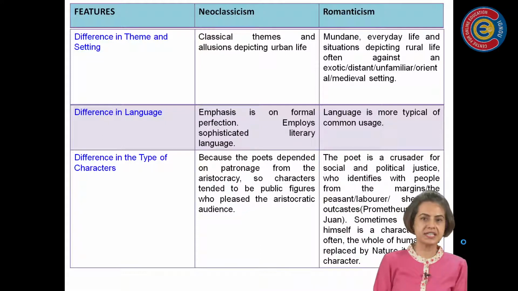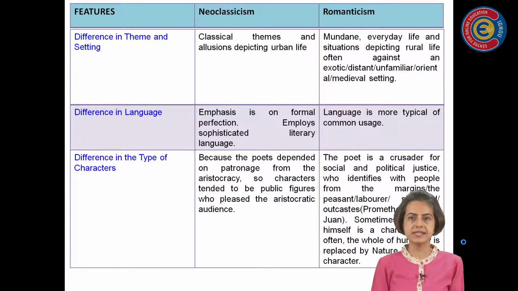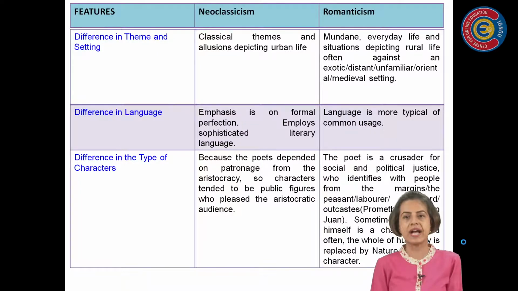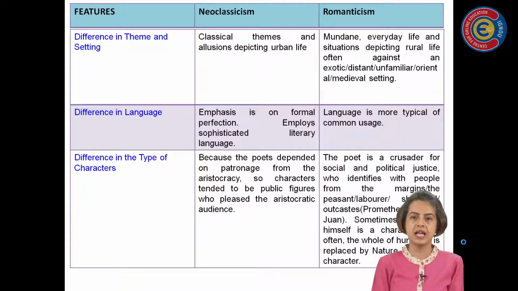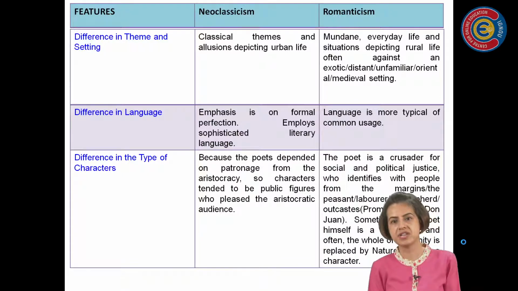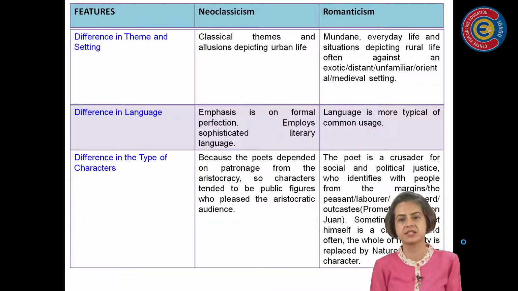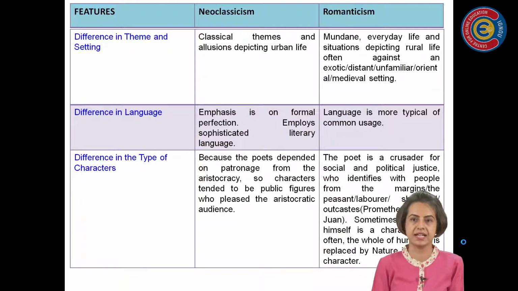In terms of the difference in the type of characters in neoclassical versus Romantic poetry, you will see that in Neoclassicism, because the poets depended on patronage from the aristocracy, characters tended to be public figures who pleased the aristocratic audience. In Romanticism, the poet is a crusader for social and political justice who identifies with people from the margins like the peasant, the laborer, the shepherd, outcasts such as Prometheus, Don Juan. Sometimes the poet himself is a character, and often the whole of humanity is replaced by nature itself as a character.